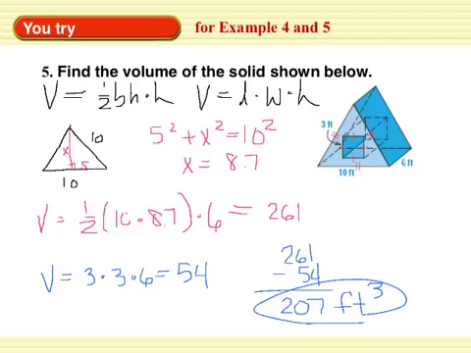Volume equals 1/2 base times height times the height or the depth, this third unit of the triangular prism. So 1/2 base times height equals 261 feet cubed. Then I look at the volume of the square prism that I need to cut out. Length times width times height equals 54. So I have the volume of the triangular prism, subtract the volume of the square prism, and I get an answer.